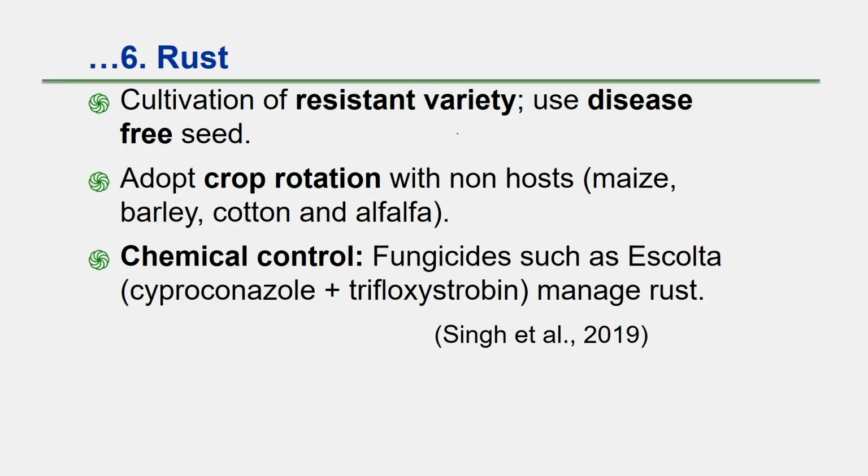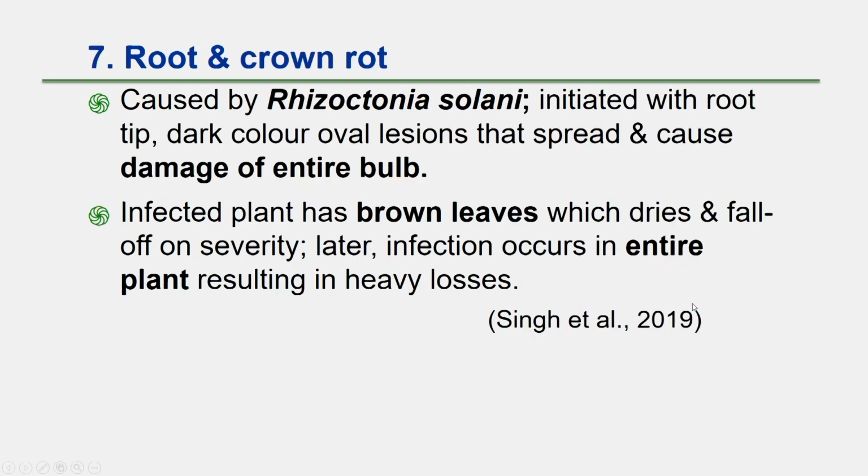Cultivation of resistant variety should be done. Use disease-free seed. Adopt crop rotation with known hosts like maize, barley, cotton and alfalfa. For chemical control, fungicide can be used. For example, Ascolta, which is cyproconazole plus trifloxystrobin. They can manage the rust.